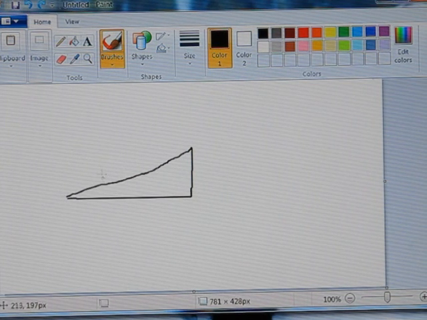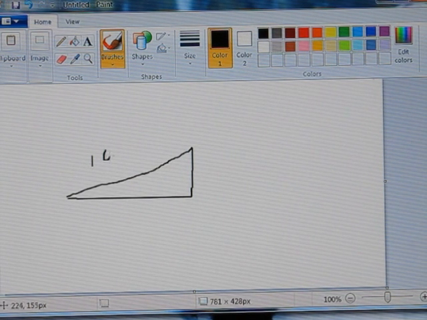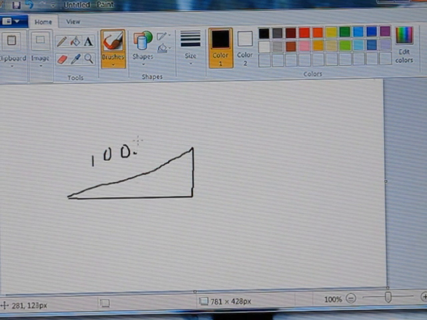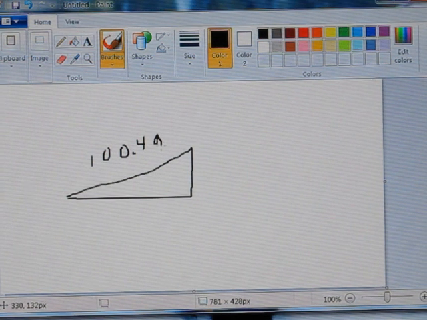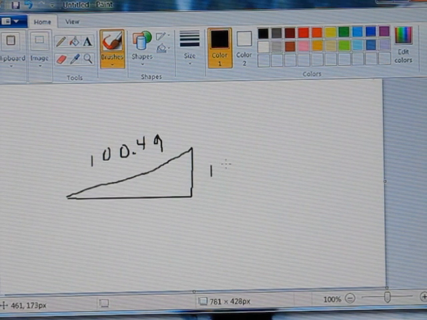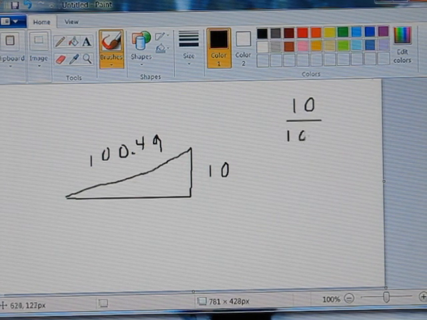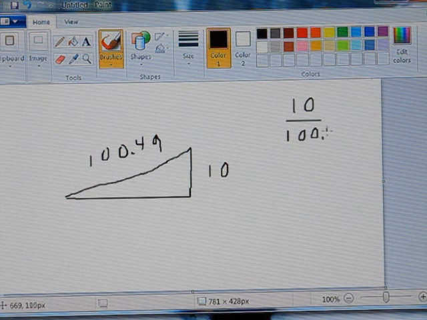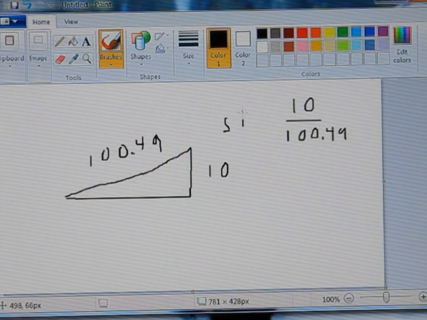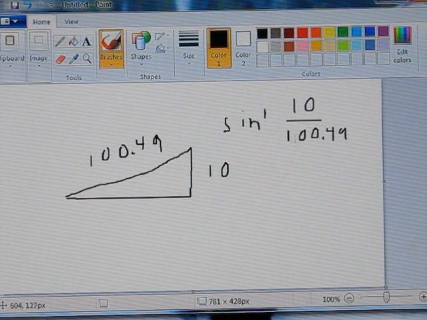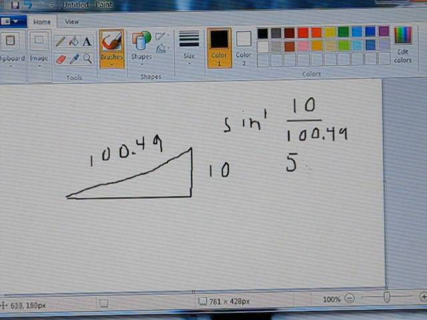Alright, now let's say that you have the distance that you traveled along the hill. So let's make it 100.49, and you have the height, which is 10. What you'll do now is take 10 over 100.49. And you'll take the inverse sine of that number, which will be 5.71, which is the angle in degrees for this angle right here.